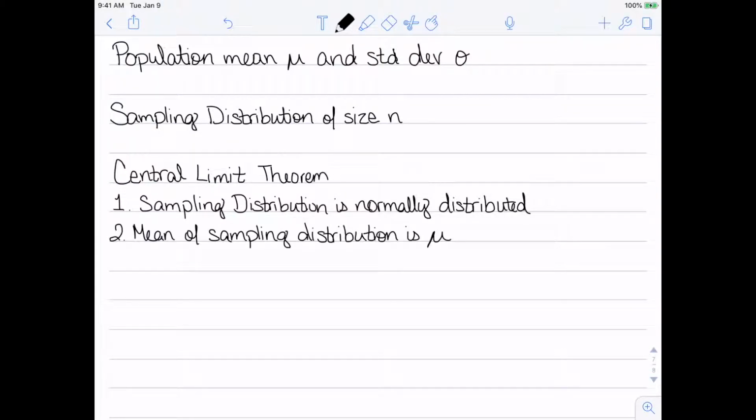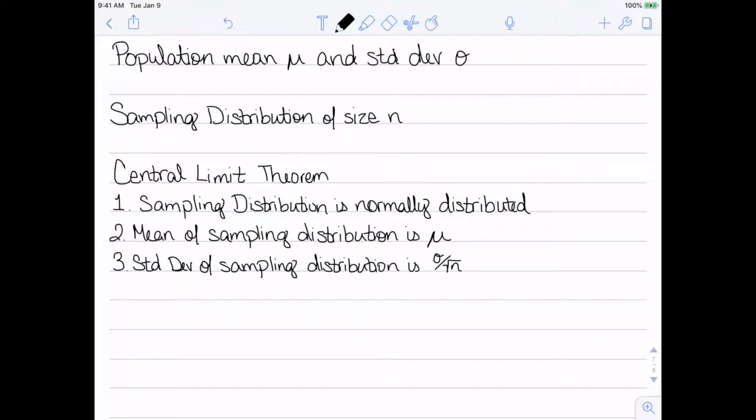The second thing it tells us is the mean of the sampling distribution is mu. What that means is if we actually know the population mean and we look at the sampling distribution, we have a bunch of means, and if we find the average of all of those means, it will be the same as the population mean.